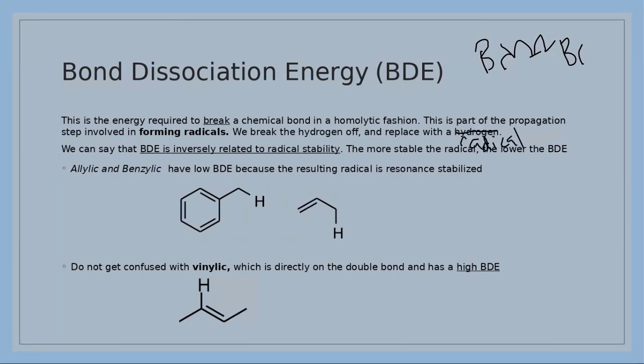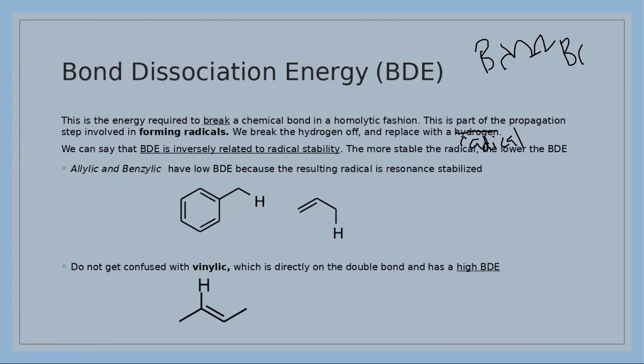On the test, they can ask you to rank by bond dissociation energy. This is inversely related to radical stability. The more stable the radical is, the less energy it takes to swap it out. But if it's an unstable radical, it's going to take more energy to even put that radical in the first place. That's why bond dissociation energy is inversely related to radical stability. That's a key point here.